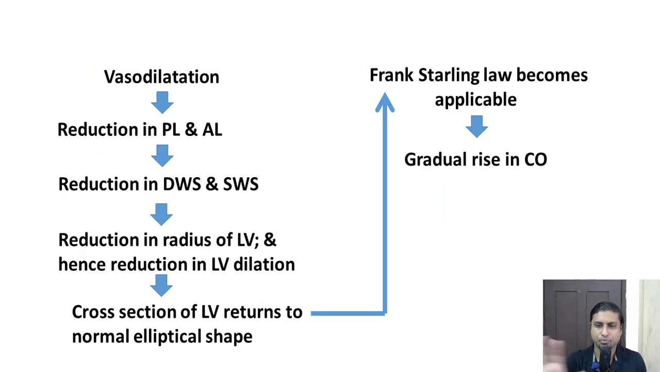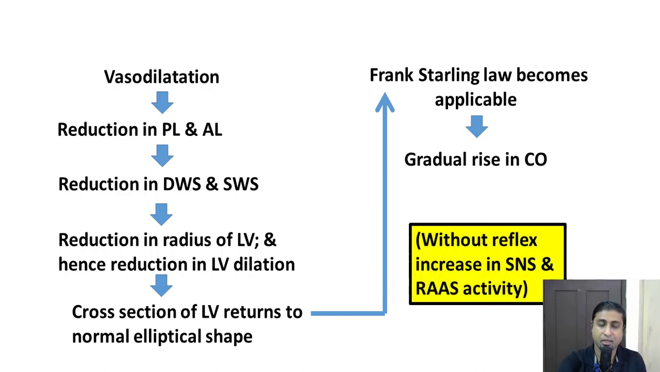Right, so let us try to separate this into mechanism number 1, 2 and 3. So this is mechanism number 1. ACE inhibitors cause vasodilatation. Ultimately, this causes the cross section of the heart to return to the normal elliptical shape. Frank-Starling's law becomes applicable once more. Gradual rise in cardiac output, mechanism number 1. And it achieves this without a reflex increase in sympathetic nervous system and RAS activity. Yes, mechanism number 1.